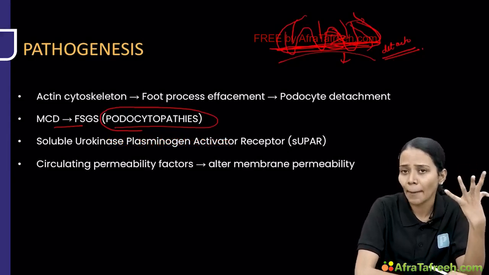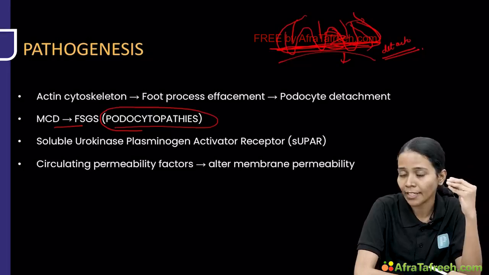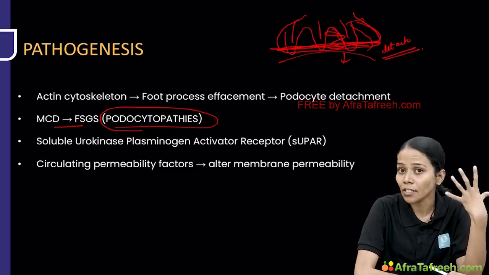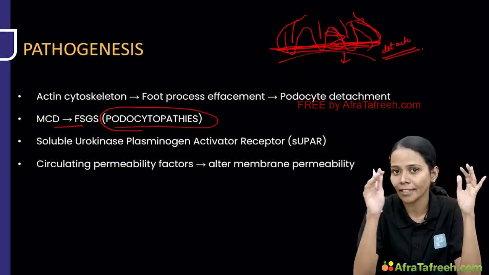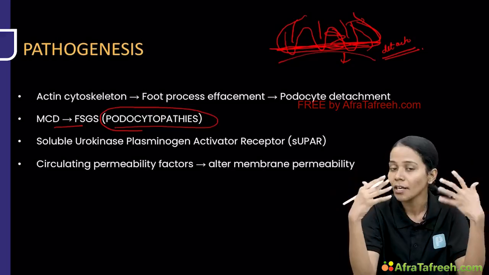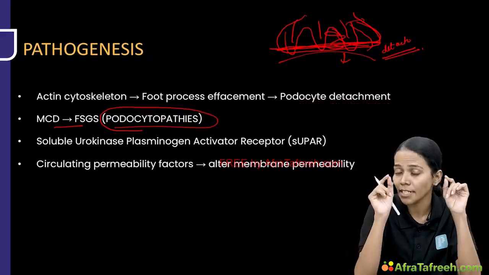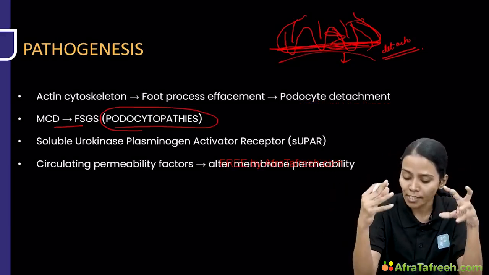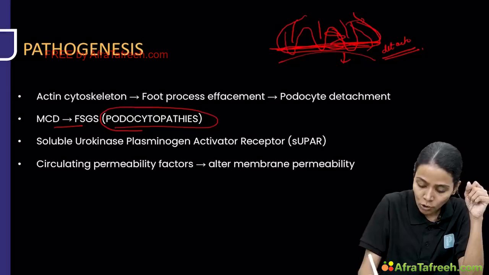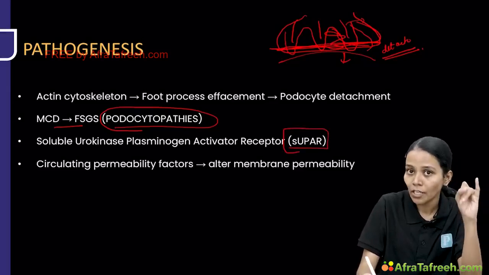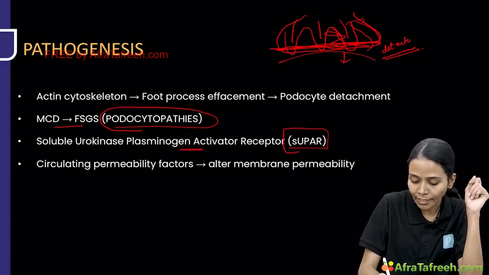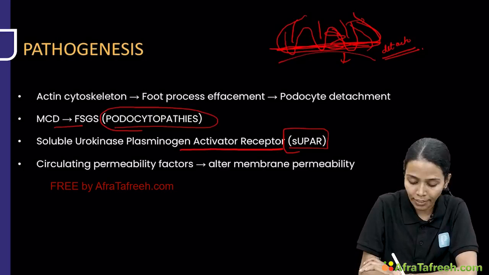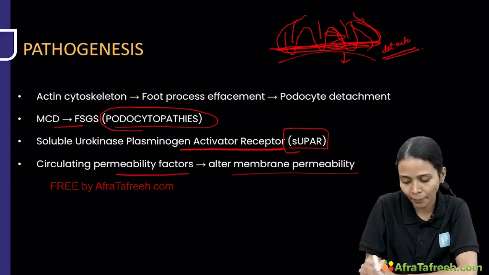Now, why does this disruption in actin happen? So there are theories about this. The important theory is there are circulating permeability factors. So get that term, circulating. So it's in the blood. Permeability factor. That means it is increasing the permeability of the protein through the glomerular basement membrane, right? So which is the circulating permeability factor? It's called suPAR, that is soluble urokinase plasminogen activator receptor. So this circulating permeability factor alters the membrane permeability.